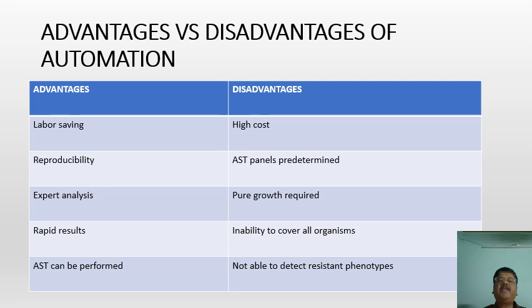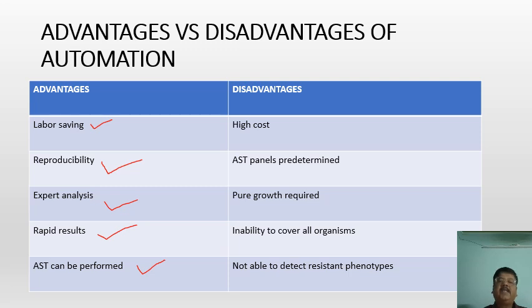Now come to advantages and disadvantages of automation. Advantages, of course, we are spending so much money for investment. So it is labor saving, reproducibility, same result will be obtained. There is expert analysis and rapid results will be obtained. So turnaround time is decreased. AST can also be performed.